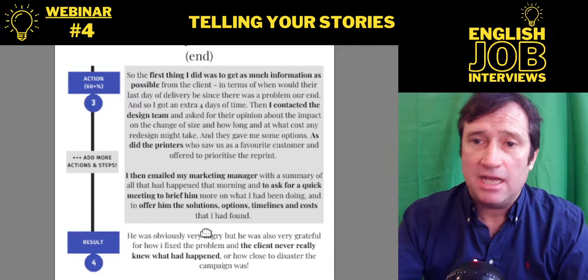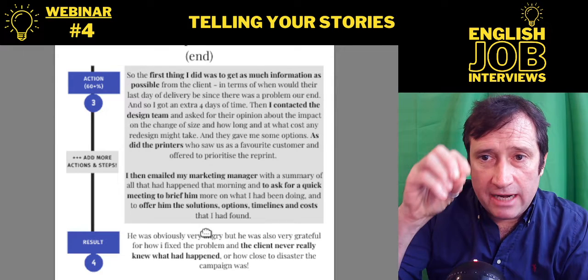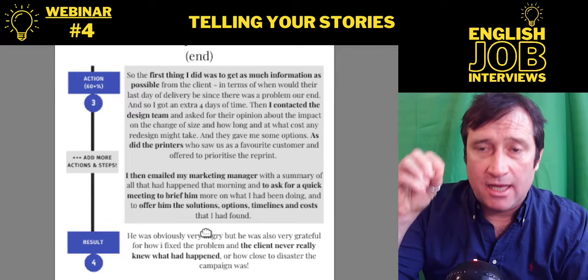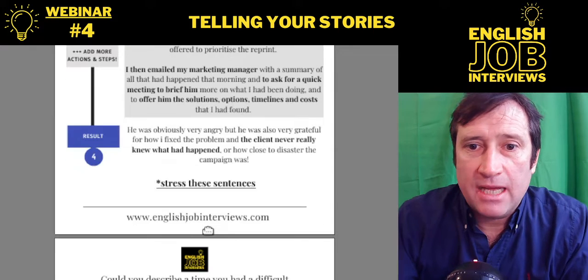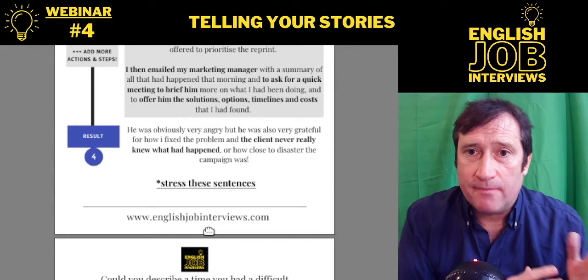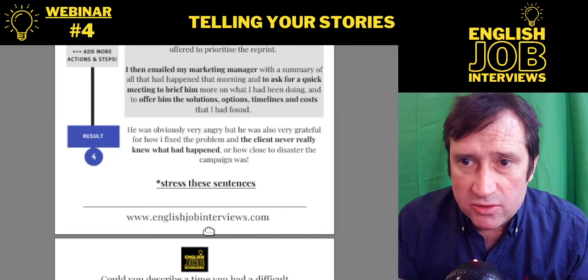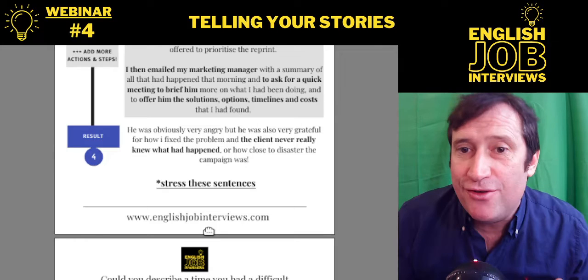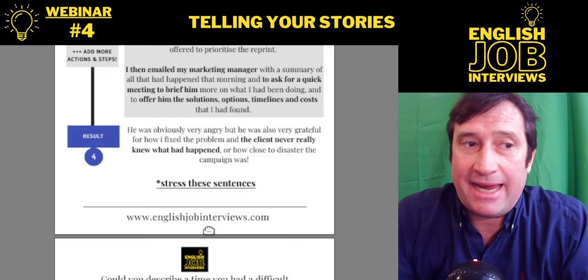Okay, so this is the action. These are the steps I did. This is very interesting. Notice how I'm really focusing almost on the verbs in this step. What did I do? What was my logic and my deliberate path? Okay. And then a result, very short again. He was obviously very angry, manager this is, but he was also very grateful for how I fixed the problem. And the client never really knew what had happened or how close to disaster the campaign was.